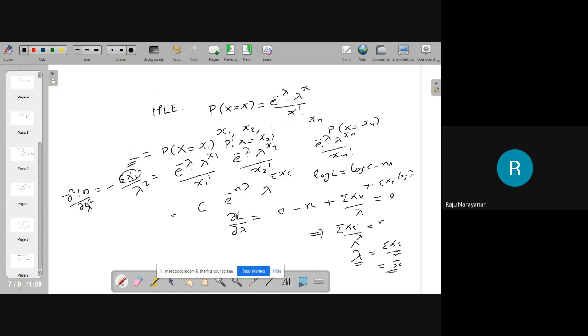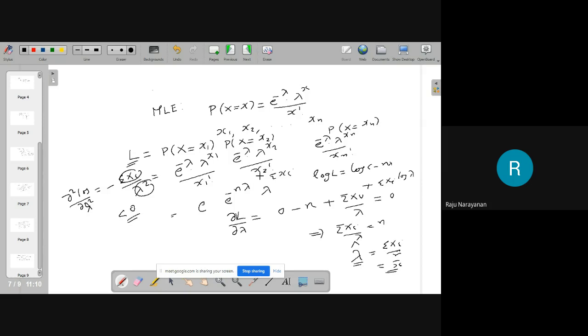Sigma xi positive, lambda square is positive, minus of that is negative. Therefore, lambda cap is equal to x bar, maximizes the likelihood function. Therefore, it is very easy. What are the observations? x1 to xn are observations. You take the sample mean. Sample mean is an estimate for the population parameter lambda. Whether it is normal, whether it is exponential, etc., this technique will do.